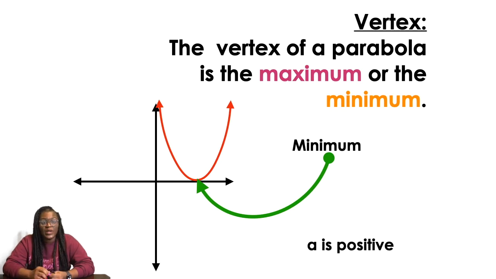So the first thing that you want to pay attention to is the fact that every parabola has a vertex, and in this case the vertex is a minimum because it's a low point. That means that A is positive. A is the leading coefficient in a quadratic, right?